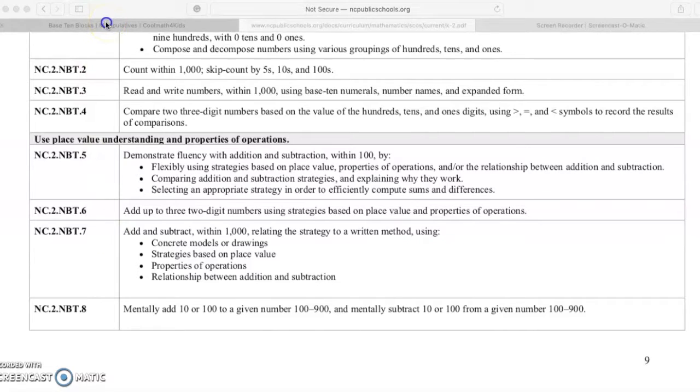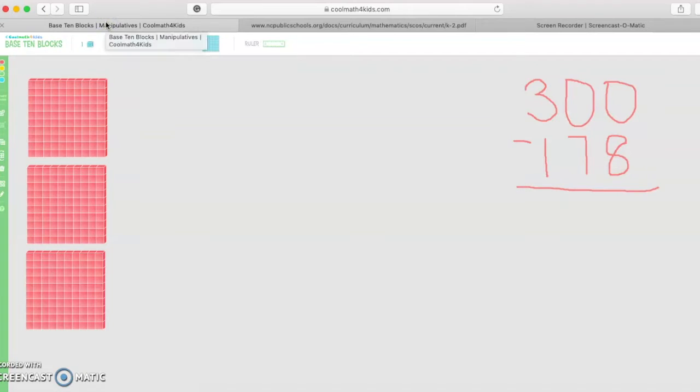I will be using a concrete model called base 10 blocks. As you can see, I have my problem written right here, and I already have my 300 in base 10 blocks in the red. So the first thing that I'm going to do is regroup over here. And as I do that, I'm going to regroup with my base 10 blocks.